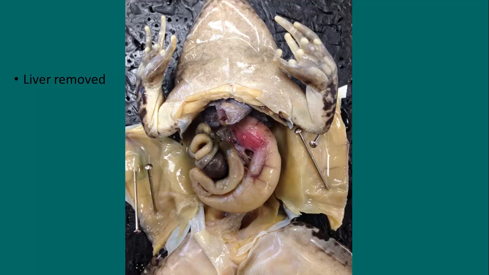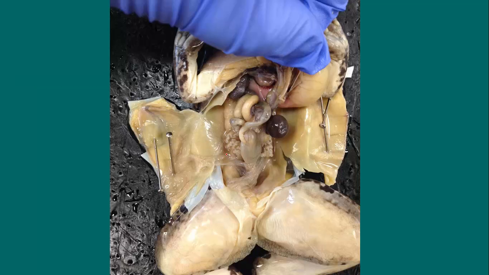What I did in this picture was I removed the liver and the gallbladder. The gallbladder was housed right here, and you can see more clearly the stomach in its entirety and the intestines. This structure is not a digestive structure. This is the spleen, which has a function in the immune system. And there again, you can see the spleen.